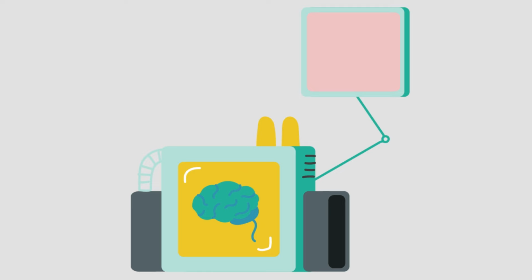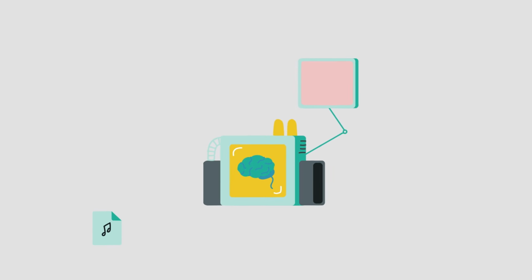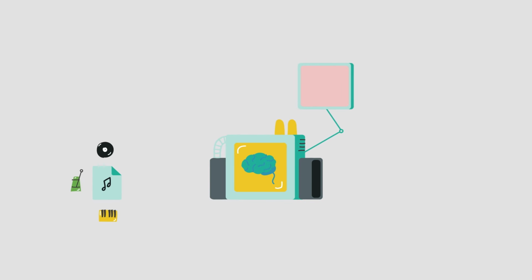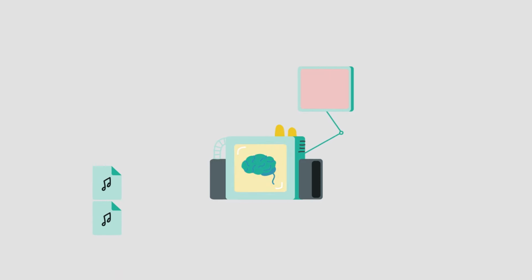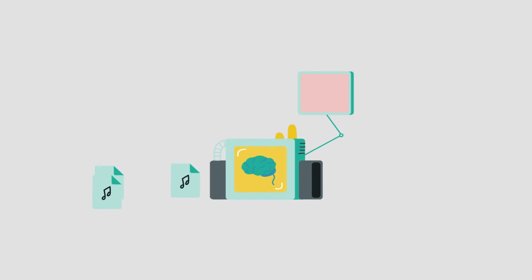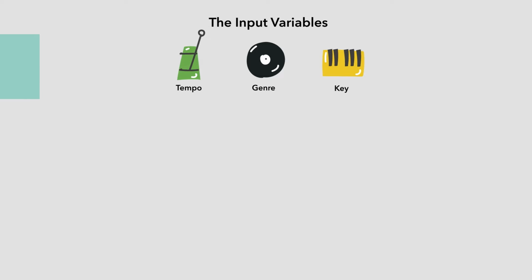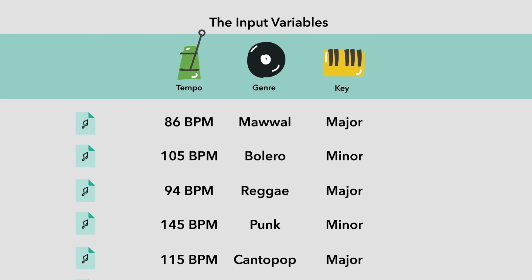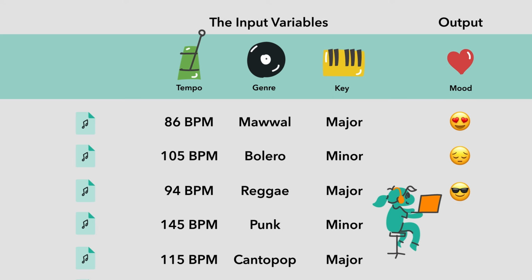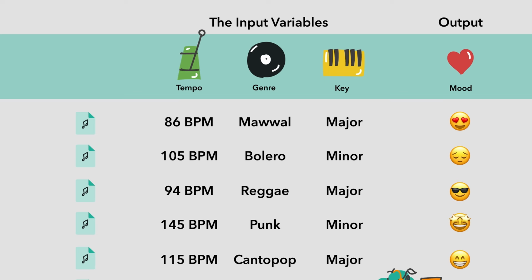To learn the patterns that relate the input variables like the song's genre, the tempo in BPM, and the key being major or minor, the machine learning model needs many songs where those characteristics are known. Those are the input variables. Additionally, the model also needs each song to have a mood label assigned by a human analyst. That's the output. These large sets of labeled songs are what we call a training dataset.